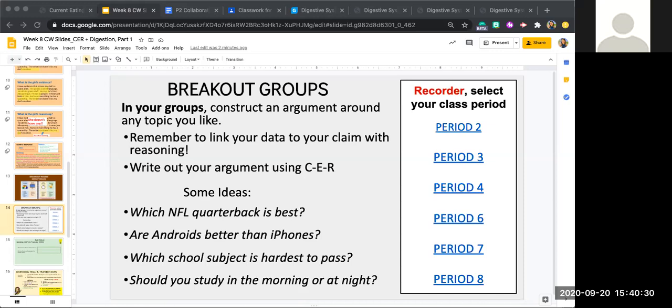Which NFL quarterback is best? Are Androids better than iPhones? Which school subject is hardest to pass? And should you study in the morning or at night?